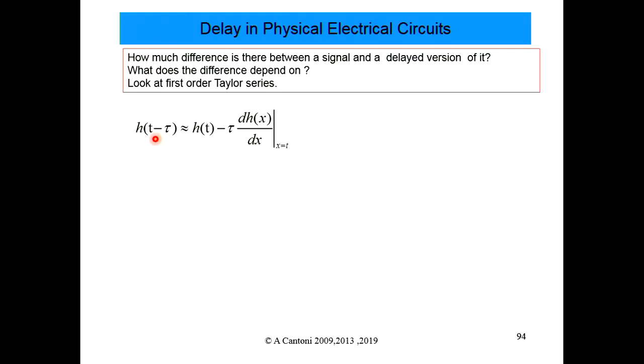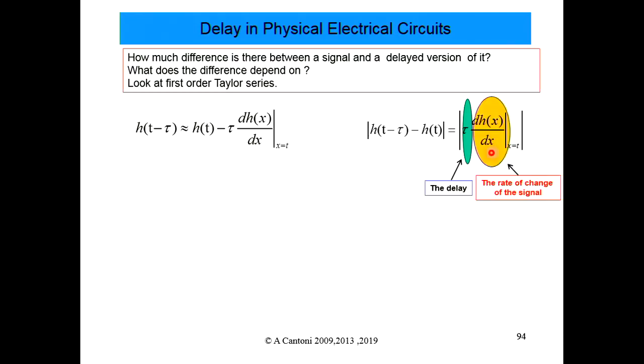If we do a first order Taylor series on h of t, we know that that's going to be equal to h of t minus tau times the rate of change of that signal at a particular time. So you can see how important the delay is depends on the nature of the signal itself. If we look at the magnitude of the difference between the signal and delayed version, it's going to be tau times the rate of change of the signal.